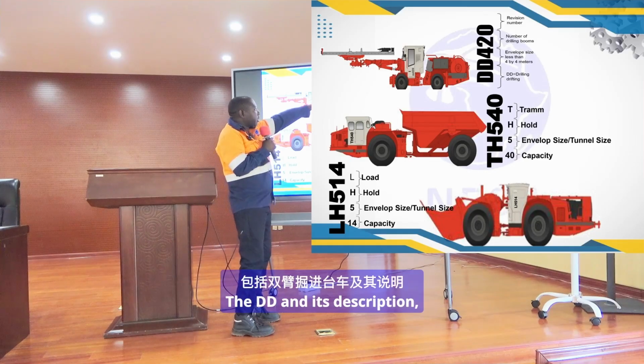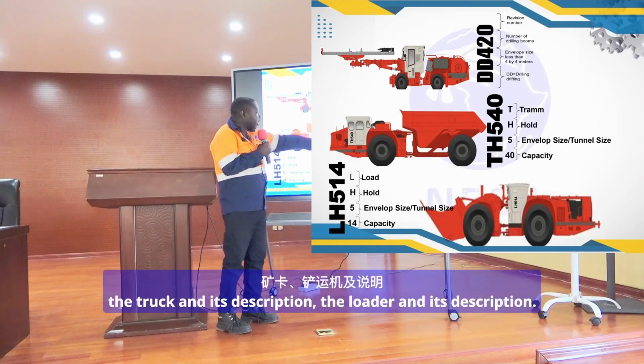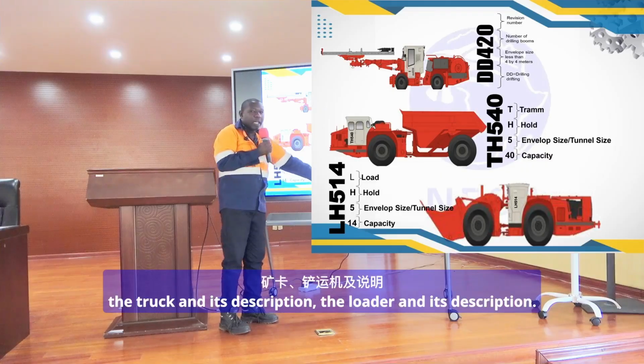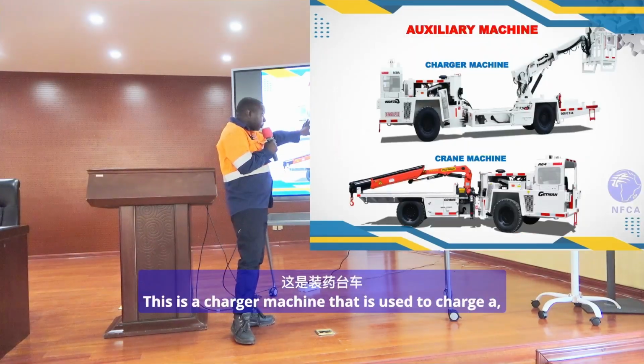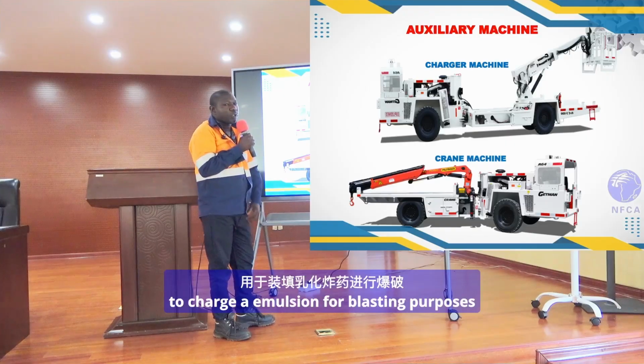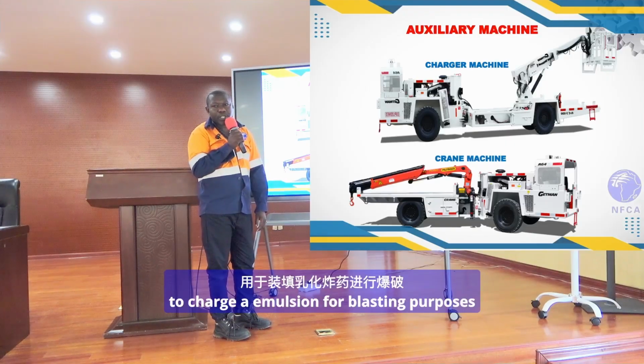The DD and its description, the track and its description, the rotor and its description. So these are called the auxiliary machine. This is a charger machine that is used to charge emulsion for blasting purposes.